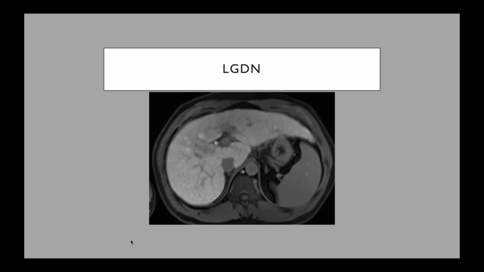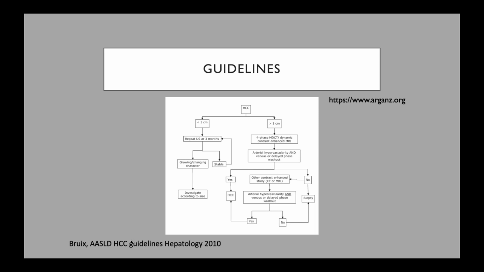Low-grade dysplastic nodules, you don't see these on the dynamic images at all. You don't see them on the diffusion, but you will pick them up on the hepatobiliary phase, and they take up contrast to be hyper-enhancing on that hepatobiliary phase. Low-grade dysplastic nodules, it's really part of fibrosis, and you don't need to worry about those.